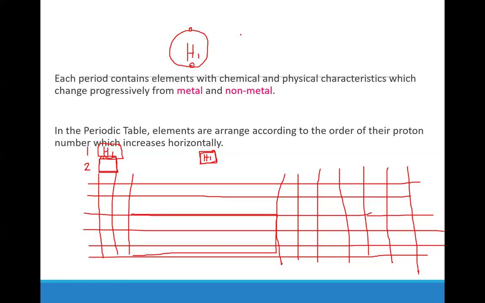What is the second element on the periodic table? Second sodium? No, check the periodic table, which one is second? Lithium. Yes, so lithium is the second element on the periodic table. What is the proton number of lithium? 3. Right. Lithium's proton number is 3, and hydrogen's is 1.